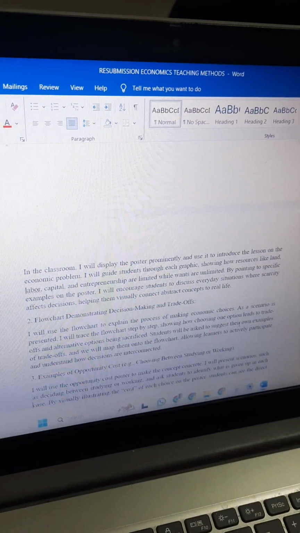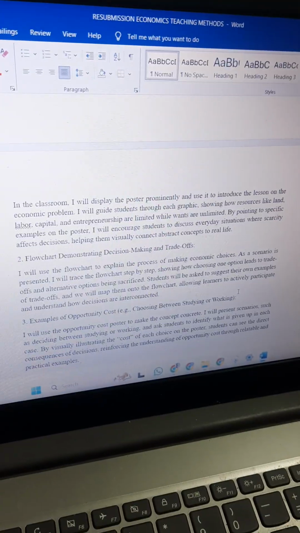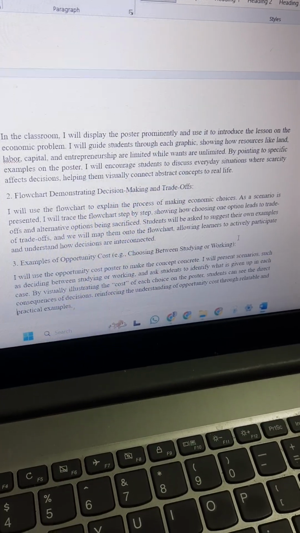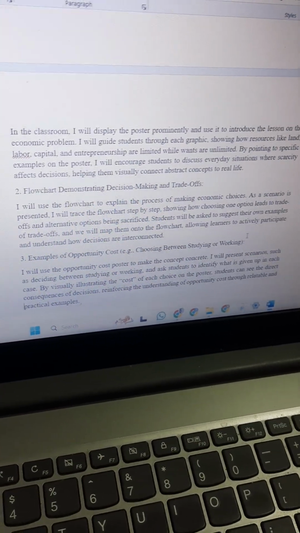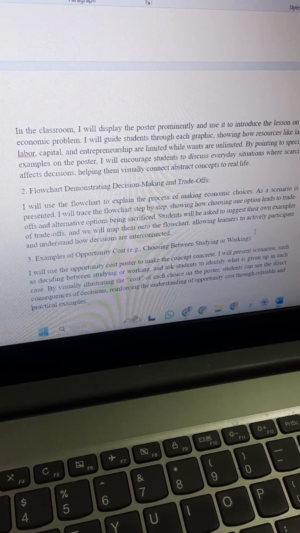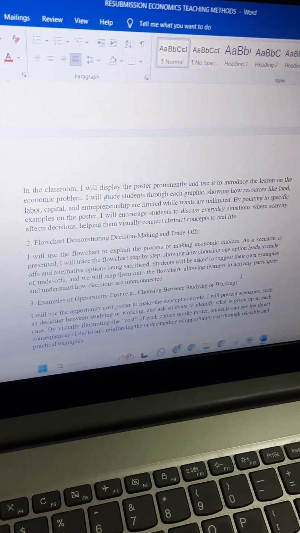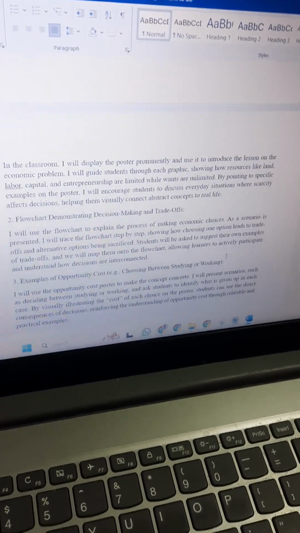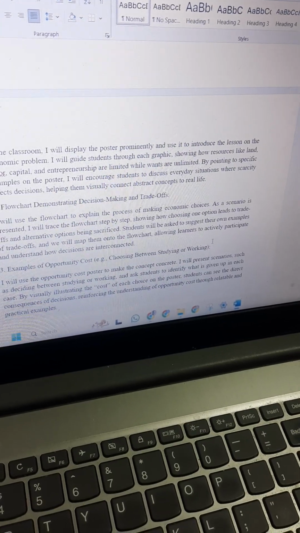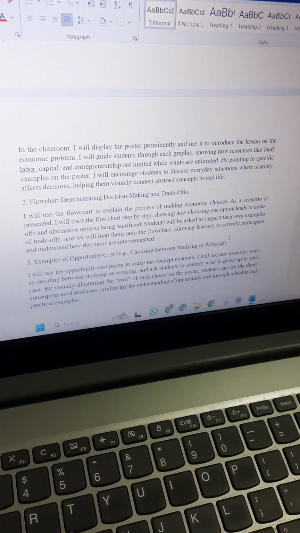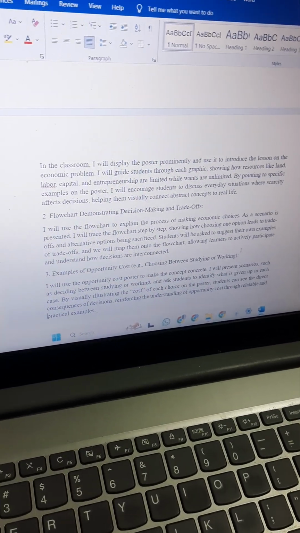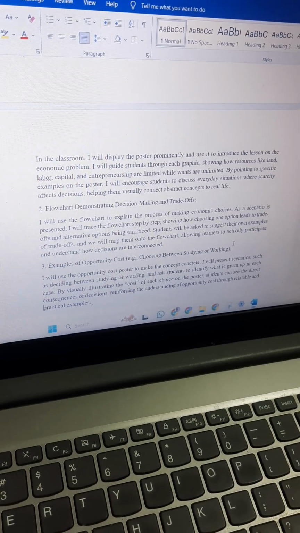We move on to the flow chart. The flow chart makes sure that students will be able to suggest their own examples of a trade-off, and will be able to map themselves in a flow chart, allowing learners to actively participate and understand how decisions are interconnected.